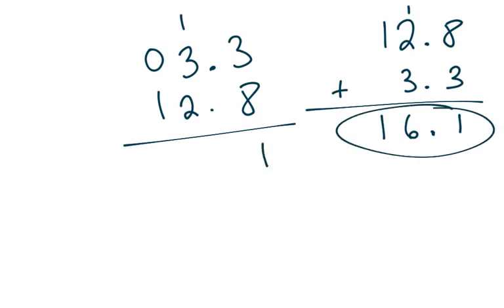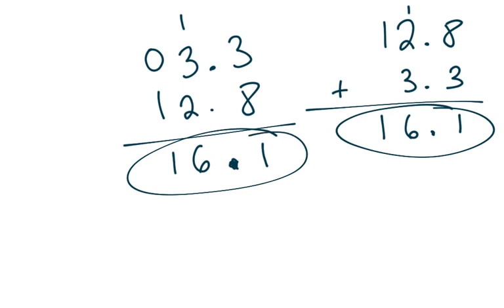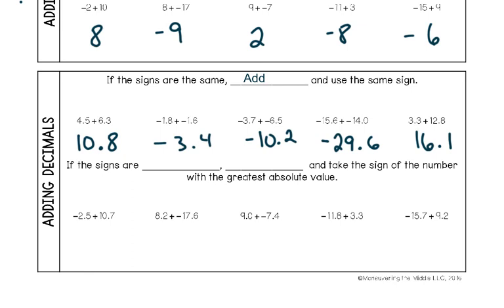8 plus 3 is 11. Bring the decimal down. This is 6, and then 1. So you'll get the same answer, but like I said, I always like to put the bigger number on top. So we're just following the same rules for adding integers and applying them to adding rational numbers, and in this case, that's decimals. It says if the signs are different, then we're going to subtract, just like we did with the other one. So that's just like we did with integers.